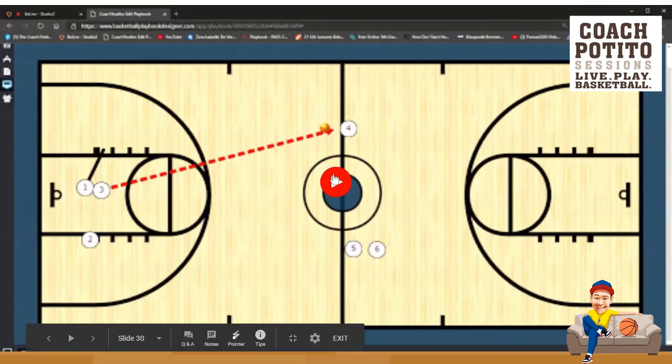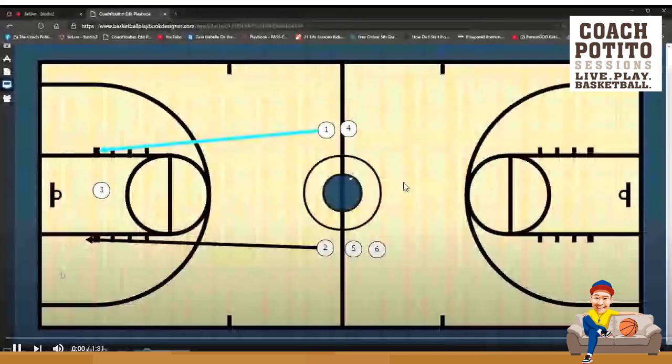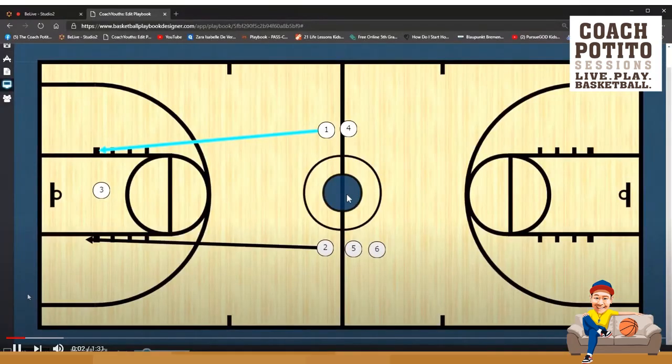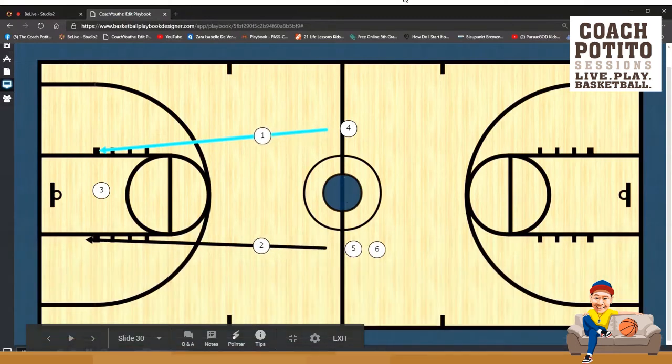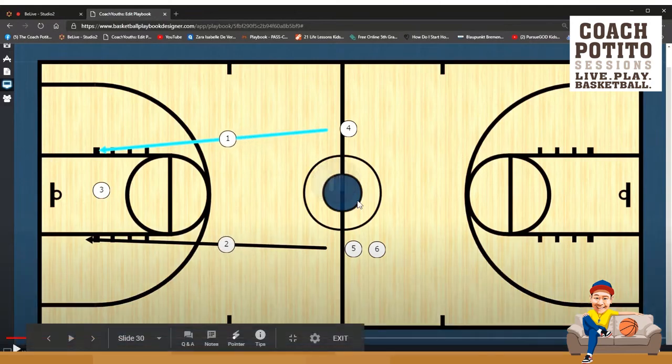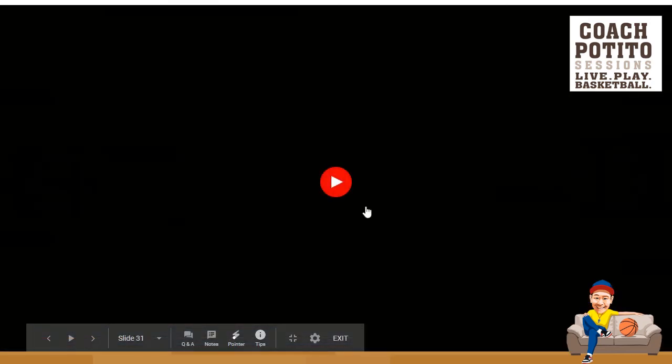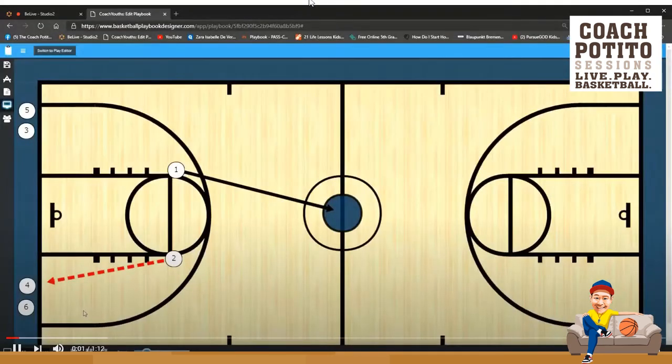Okay. My next drill is the 2-on-1 plus 1 touch baseline drill. So here is 2 against 1, but there's a trailing defender. So it adds more challenge for the offense.